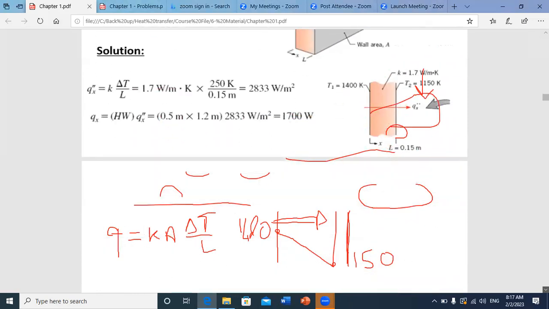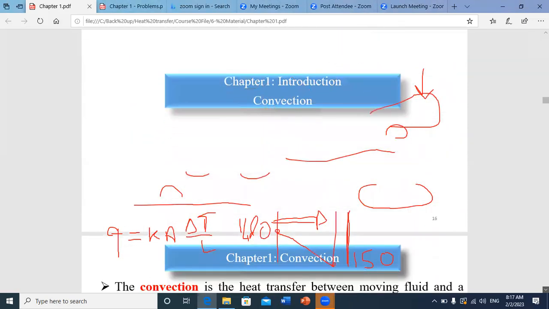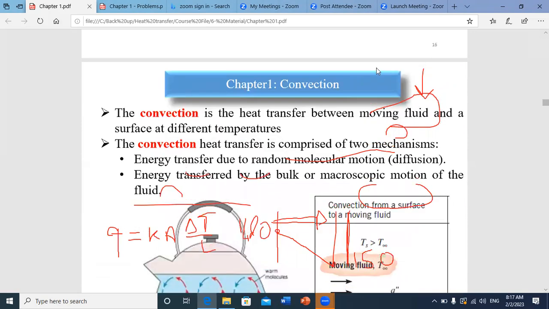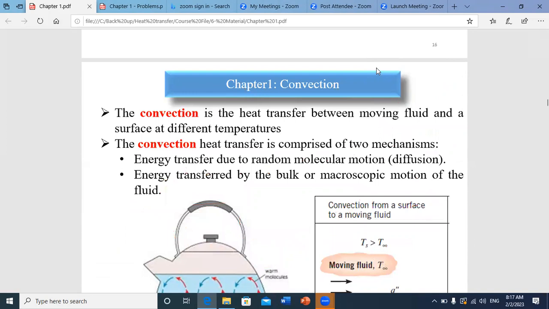Now we move to the introduction of convection. As we mentioned, convection can take place in several forms, but in general, one definition that is common to all forms is that convection is the heat transfer between a moving fluid and a surface which are at different temperatures. And the convection transfer can be comprised of two different mechanisms. The first one is energy transfer due to random molecular motion.